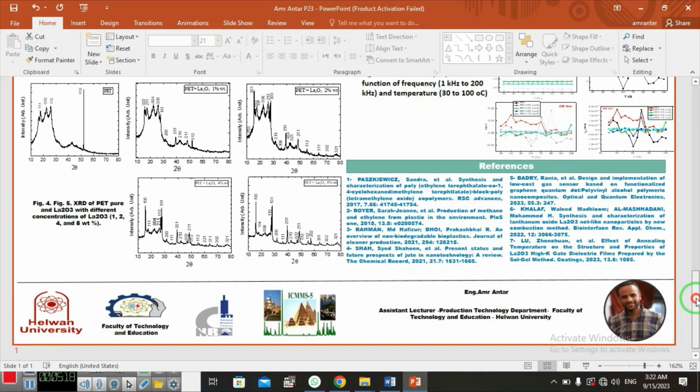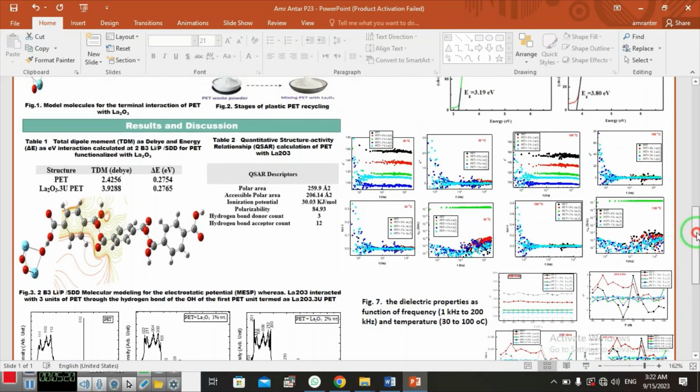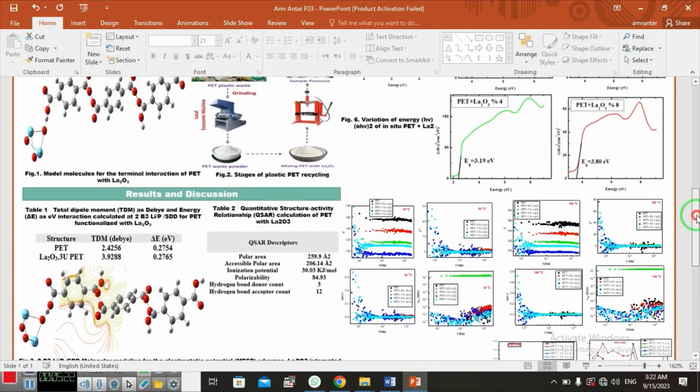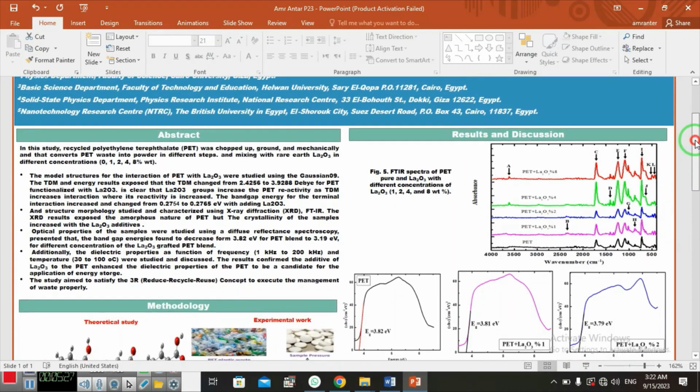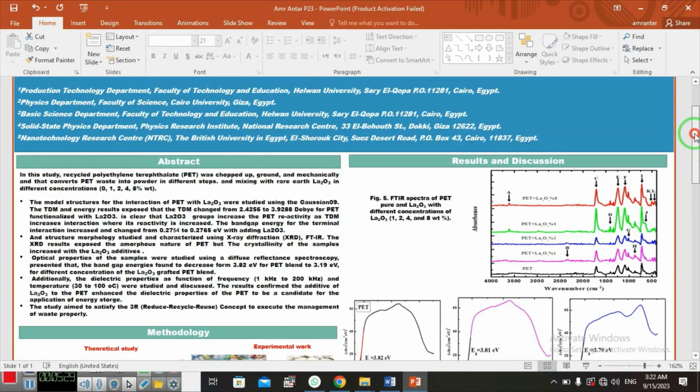Figure 5 shows the FTIR spectra of PET with La2O3 at 1, 2, 4, and 8 wt%, recorded in the range from 400 to 4000 cm⁻¹. For PET plastic, there are three bands found in the spectrum, as seen in Fig 4. The three peaks are C=O, C-C-O, and O-C-C.